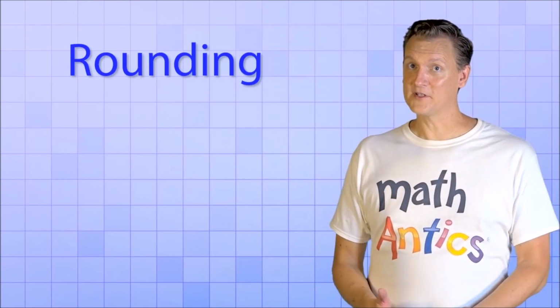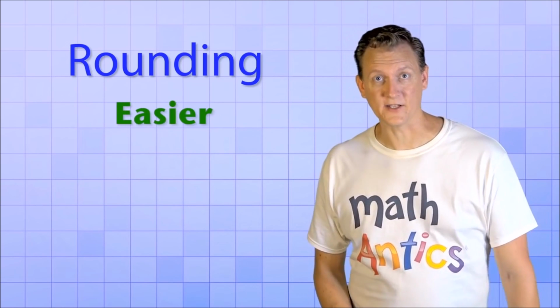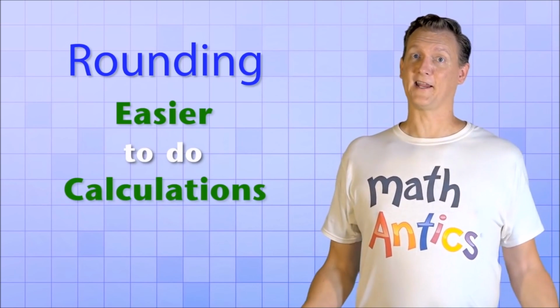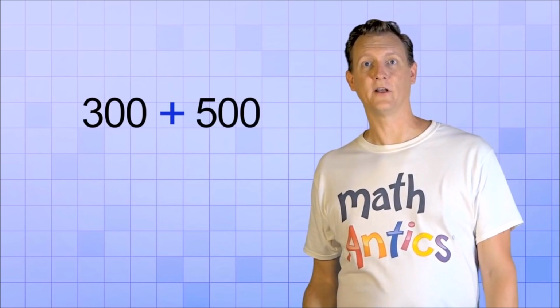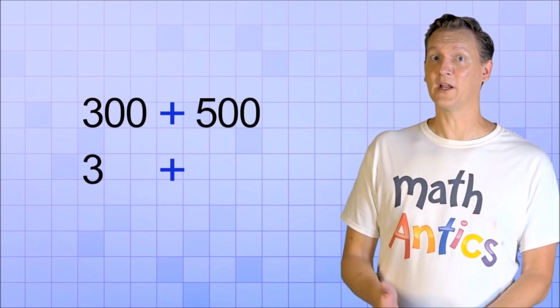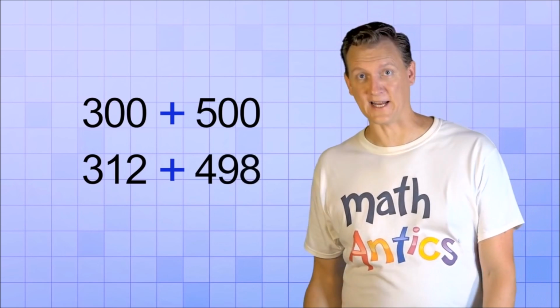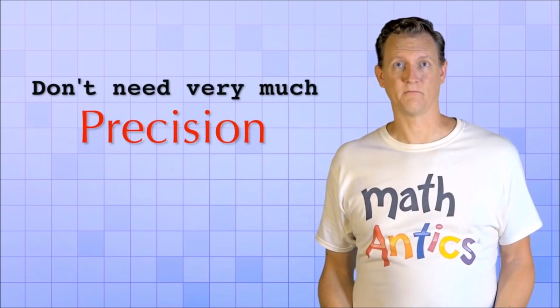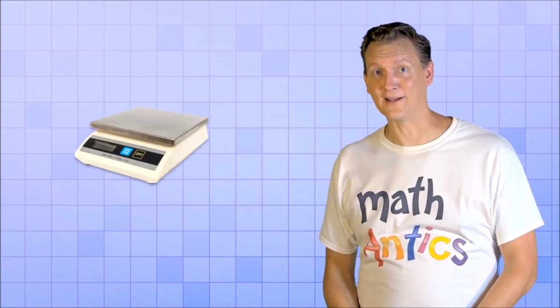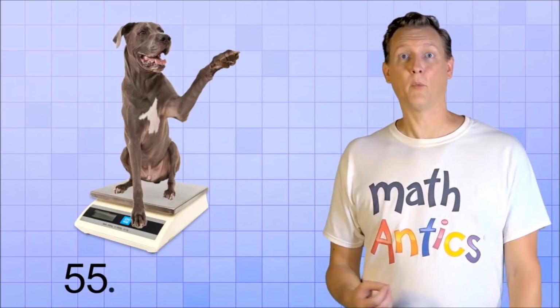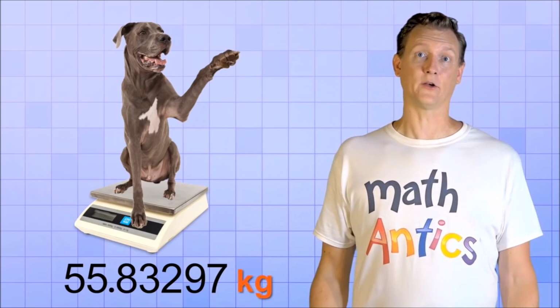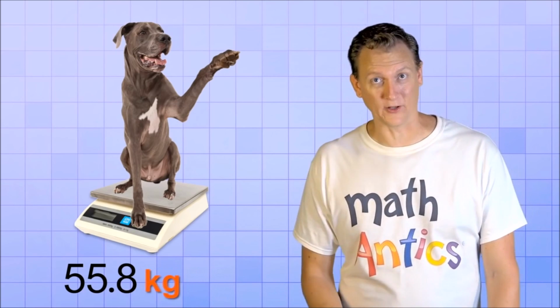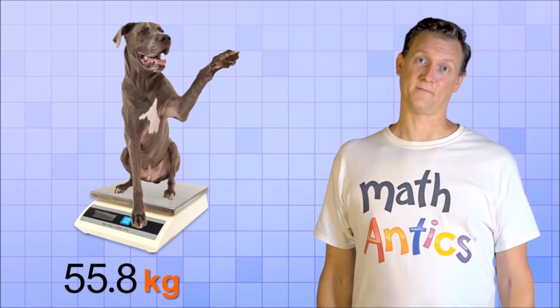Well, rounding numbers can often make them a lot easier to do calculations with. Like, it would be a lot easier to quickly add 300 and 500 than it would be to add 312 and 498. Or sometimes you just don't need very much precision. Like, you might not need to know that your dog weighs 55.83297 kilograms. 55.8 kilograms might be precise enough.